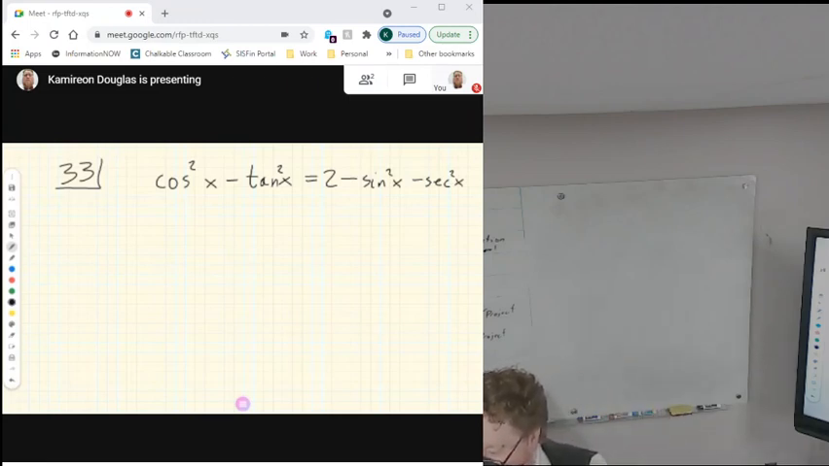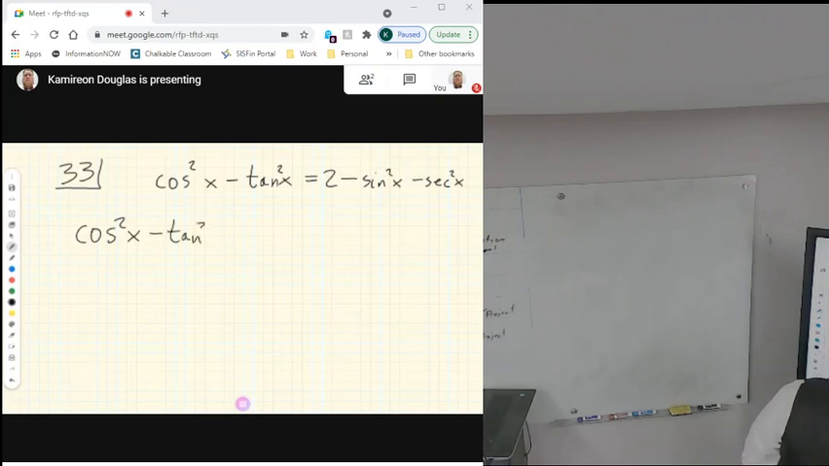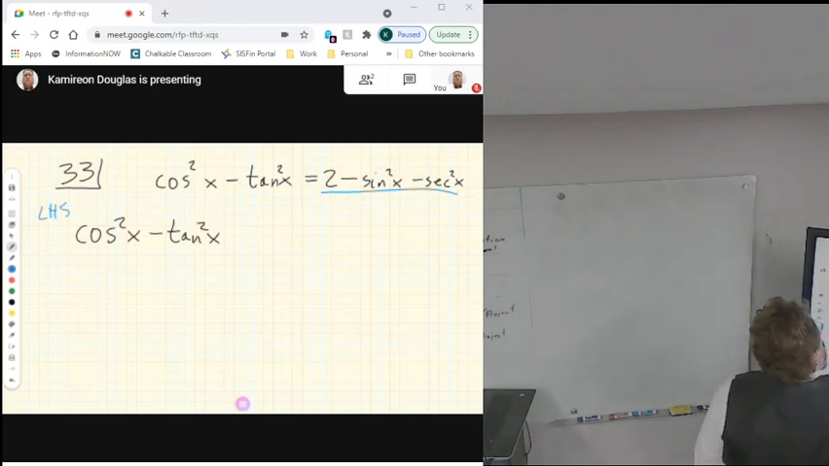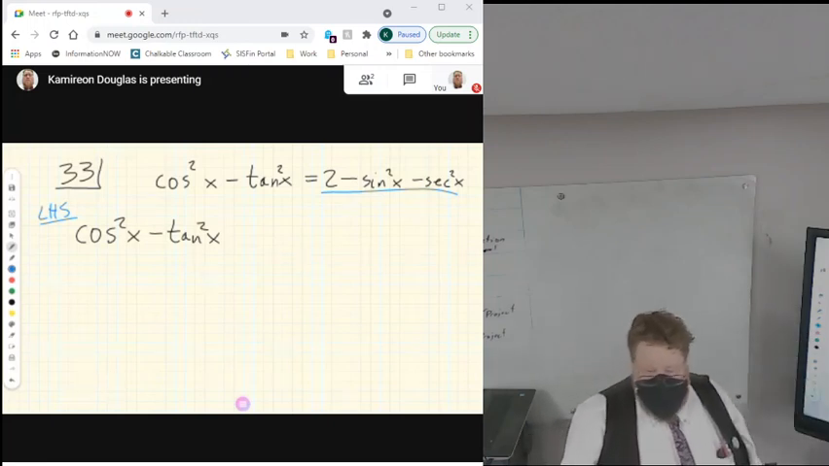Everyone will get you there. They're actually both about the same for this one. I guess so. Okay. So that means I need to start with just cosine squared of x minus tangent squared of x. And I cannot stop manipulating this equation until I get to this. This is referred to as the left-hand side from last week. And I need to make changes to this function until eventually I get to the right-hand side.